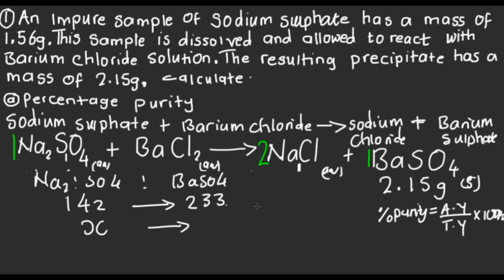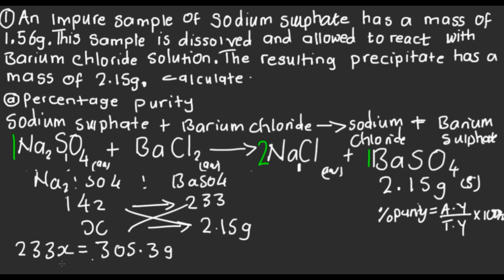Then here is where we put this mass, 2.15. So the concept is simple. Find the Mr for each compound. Then after that, use the mass of one substance to find the mass of the other. So we'll say 233 times X is 233X. Then 2.15 times 142 is 305.3 grams. So over 233, over 233.